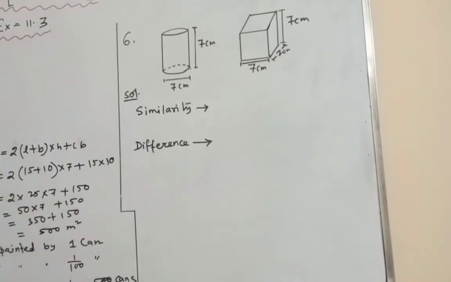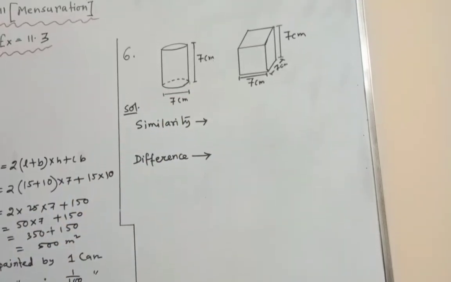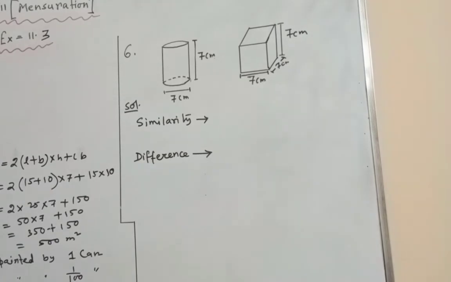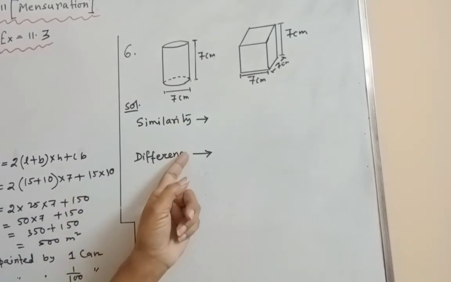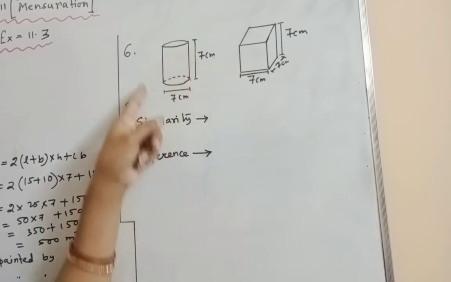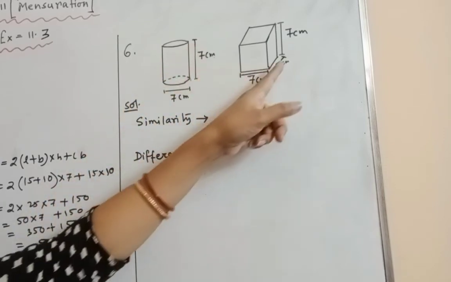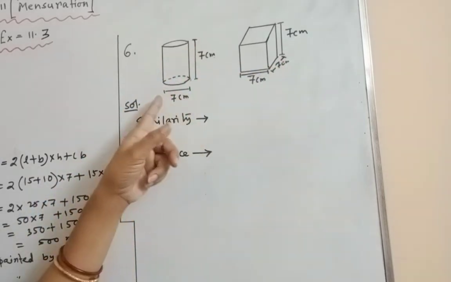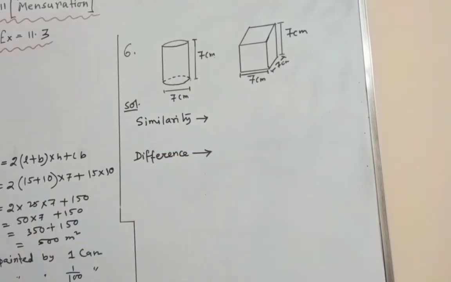Now question number 6. We can see two figures are there. One is a cylinder and another is a cube. The question is to describe how these given figures are alike and how they are different. You have to concentrate. The figures are given here. The height of the two figures is given. This is the base, the diameter is given here. Here length, breadth and height, 3-dimensional figures, everything is given here.